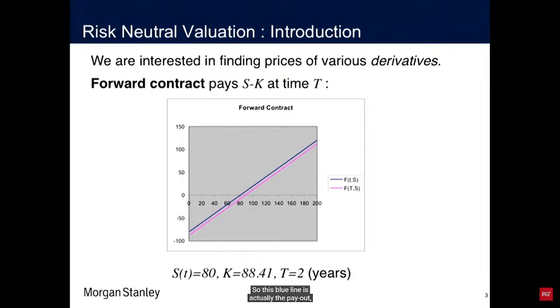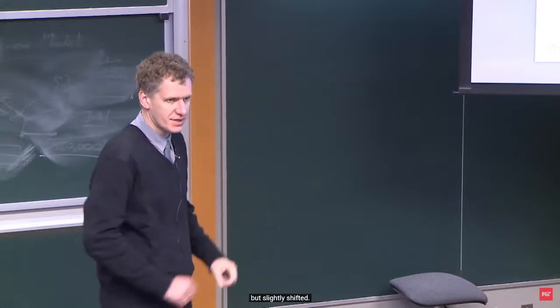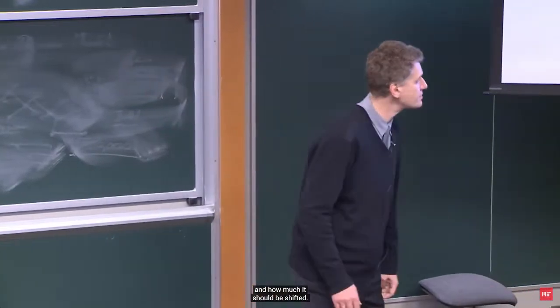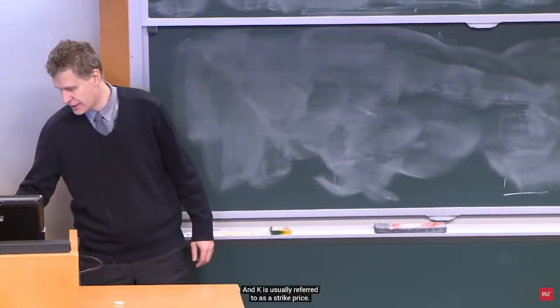So this blue line is actually the payout, what will happen at the end, right? The payout, the graph of F at time t, the termination time or expiry, and how it depends on the stock price. Obviously the payout is S minus K, where S is the stock price, so it's a linear function. It turns out that the current price is also a linear function, but slightly shifted, and we'll see how come it's slightly shifted and how much it should be shifted. And K is usually referred to as the strike price.